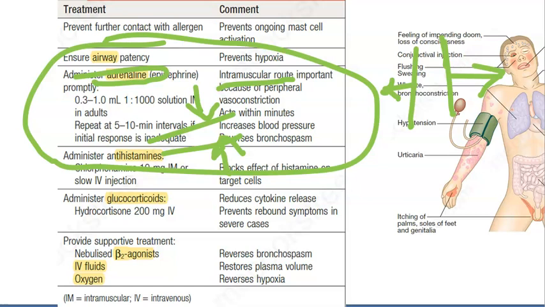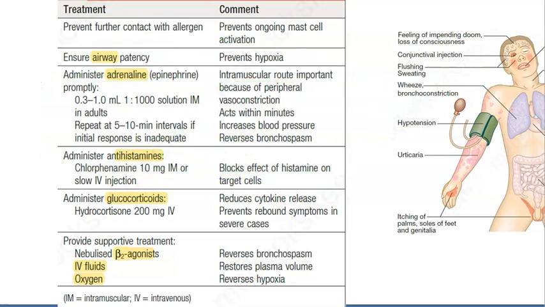So these are the two very important actions of adrenaline. One is vasoconstriction, the other one is bronchodilation, or you can say reverse of the bronchospasm. That's it for now in this video on anaphylaxis.